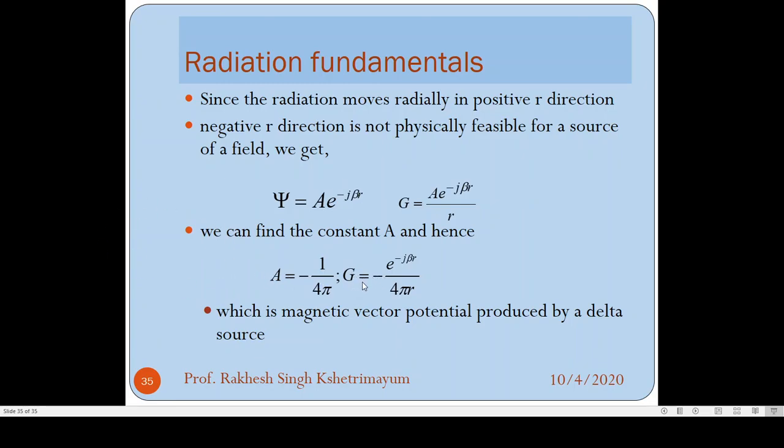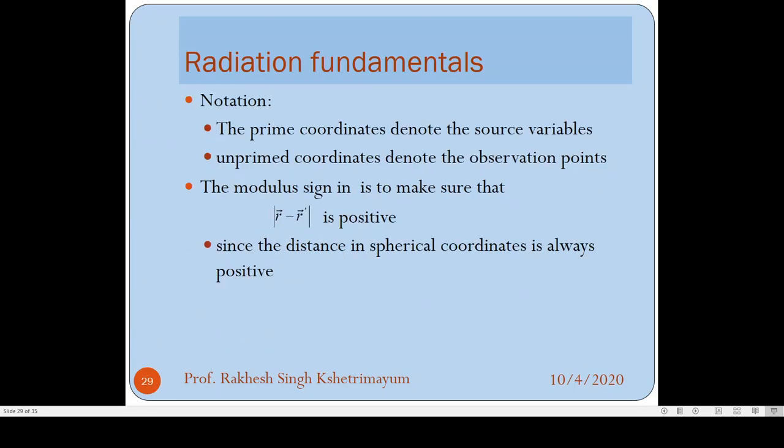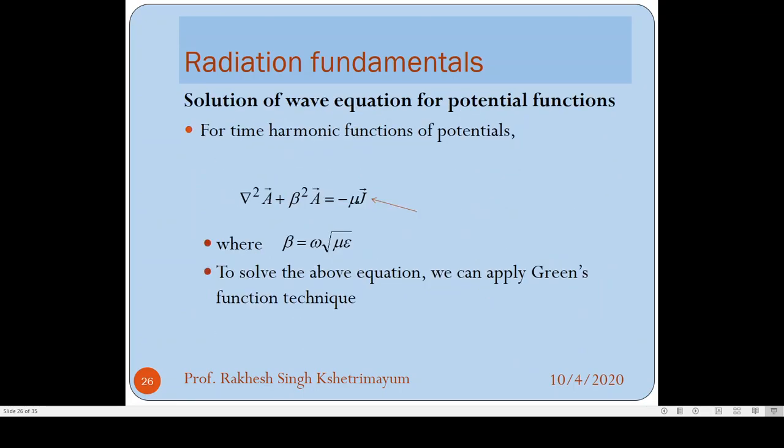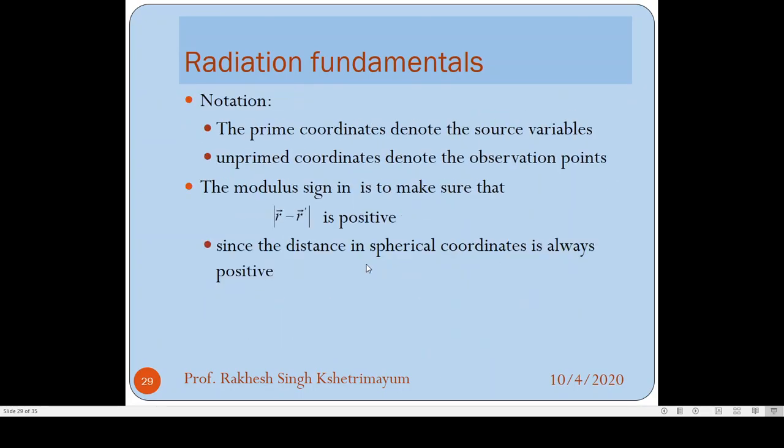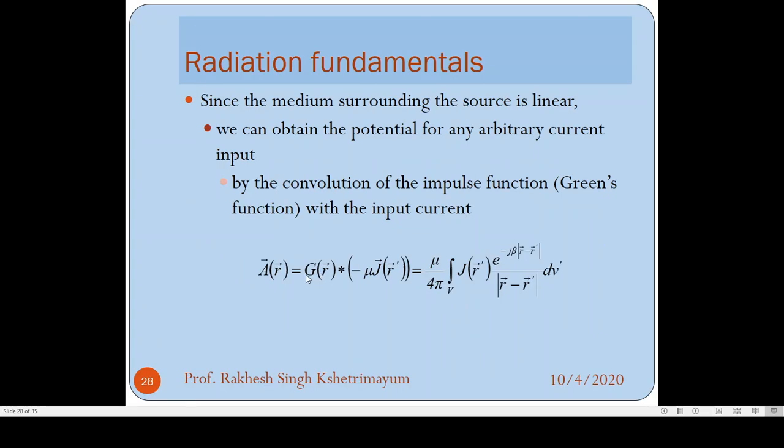So the Green's function will become minus exponential minus j beta r by 4 pi r. So now Green's function for free space in our case is minus exponential minus j beta r by 4 pi r. But usually people write it as exponential minus j beta r by 4 pi r. That is because when we do the derivation, basically we have replaced this right hand side by delta. So this right hand side has a minus sign here. So when I do convolution of Green's function, which was minus 1 by 4 pi r exponential minus j beta r, with minus mu j, minus minus will cancel out. So in that case, the final expression would be like this.